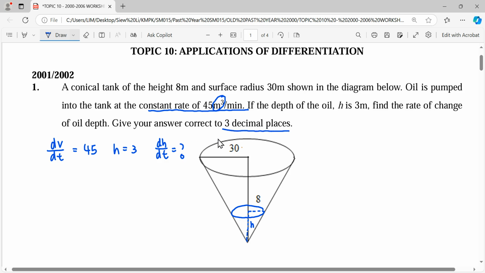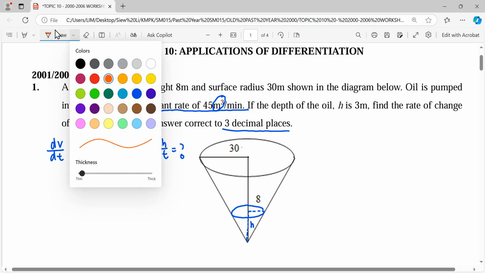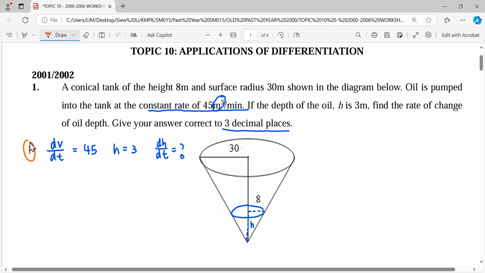When we get this optimization problem, the first step is we identify the information and the shape given. So from here we know that the variables involved when the oil is pumped into this conical tank will be its height and its radius. As the oil keeps increasing, H will vary and R will vary. So H and R of the oil will be your variables.